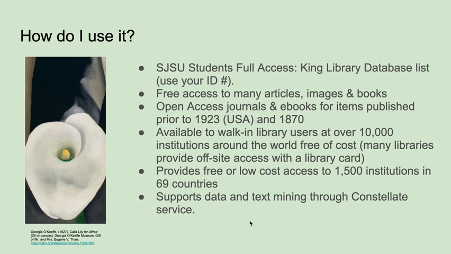How are other ways that you can use this? There are many free access articles and images and books. They also have a lot of open access journals and ebooks. And then even after you graduate, you can surf through a lot of JSTOR content on your home computer, and with a library card, you can walk into any public library and you can access a lot of JSTOR content through your public library.